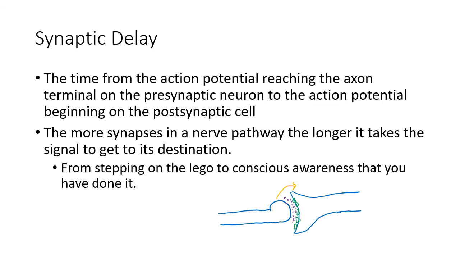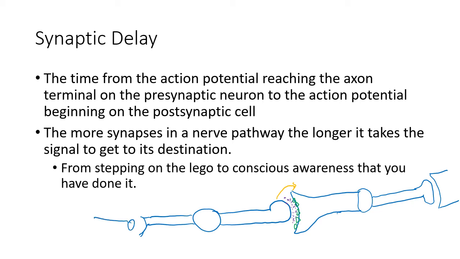The more of these, there's our cell body, here's our next axon, and then our next neuron. So the more of these that we have in the pathway, the slower the process is going to be, because at each of these synapses, we've got a little bit of a delay.